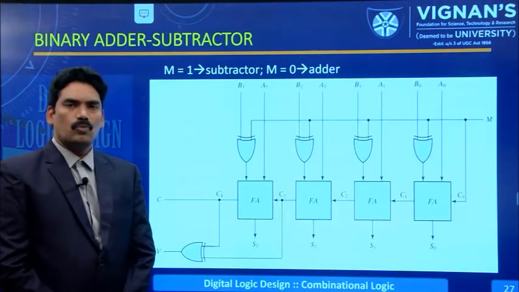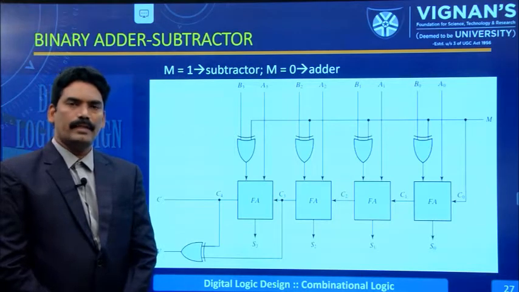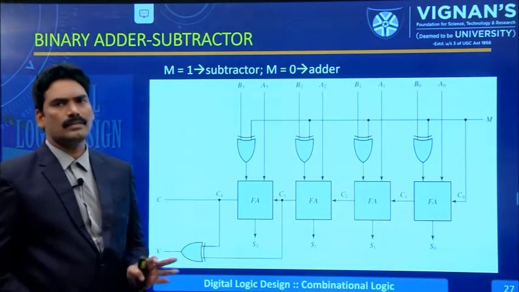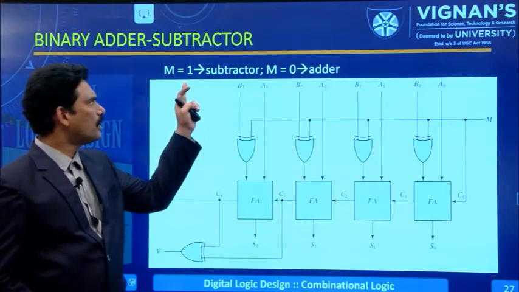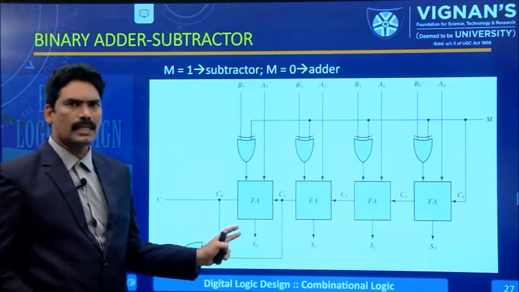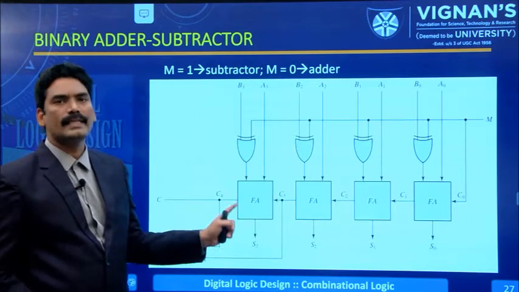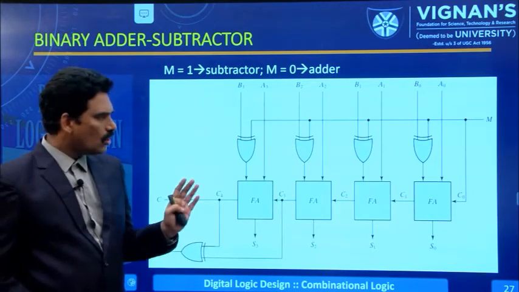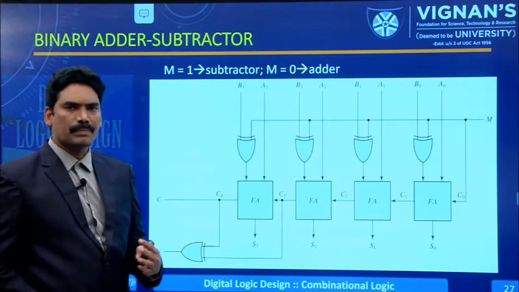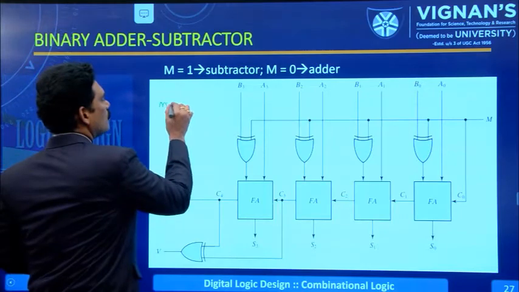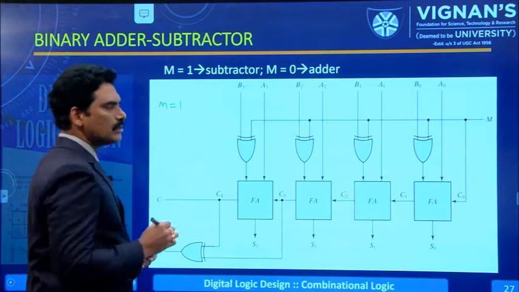Yes, we are discussing the binary adder subtractor. This is a binary adder and subtractor. When the value of M is equal to 0, it acts as an adder, and if the value of M is equal to 1, it acts as a subtractor. So, see how we are performing subtraction. If M is equal to 1, we are performing subtraction.